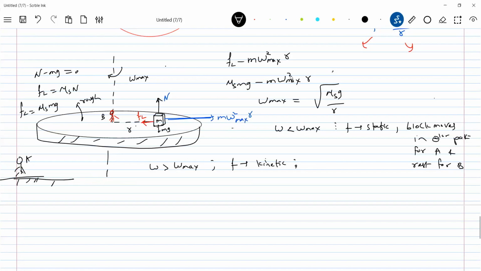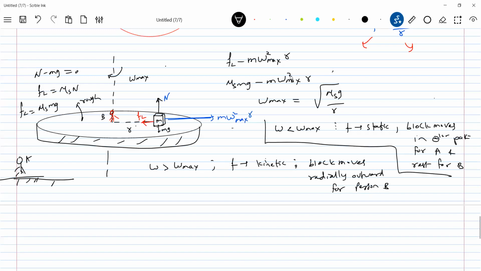Now look at this. When omega greater than omega max, for person B, the block moves radially outward. For person A, some spiral path, no? Some spiral path, it will not be in a circular path here. Person A says not in circular path. It will leave the circular path.